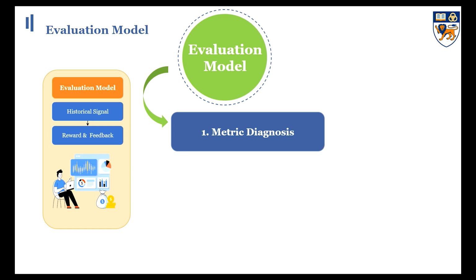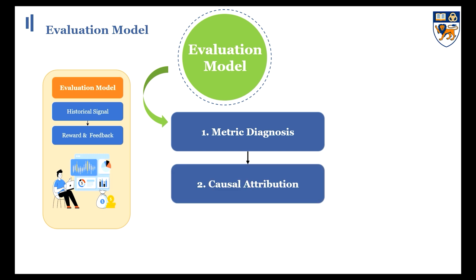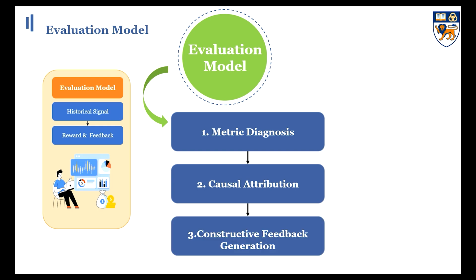First, metric diagnosis, identifying underperforming areas such as a low Sharpe ratio or a high maximum drawdown. Next, causal attribution, tracing these issues back to their root causes in prior stages. For example, poor hypothesis selection can lead to inconsistent trends, while overly complex operators may introduce noise. Finally, constructive feedback generation, producing actionable recommendations like adjusting stop-loss ratios or simplifying trading rules.